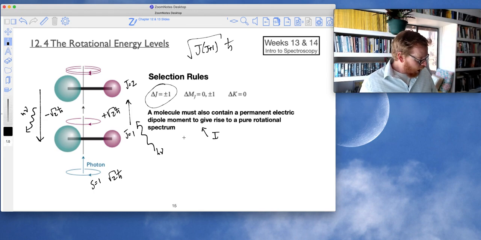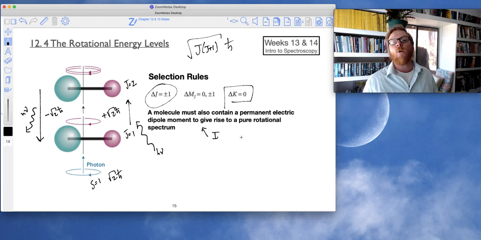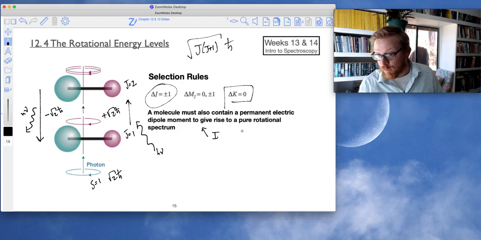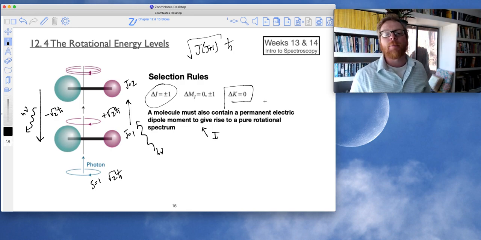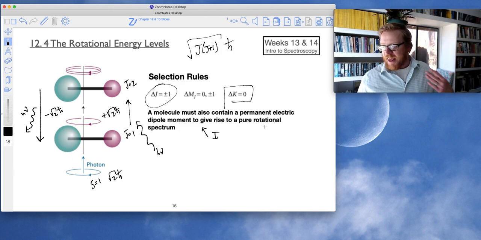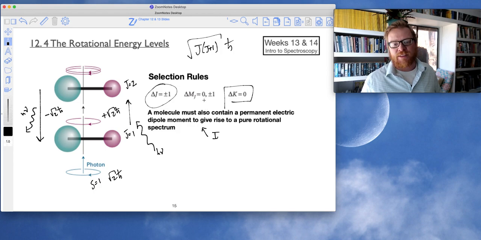Okay? I'm not going to discuss these in too much detail, but we note here the delta K being equal to 0. That means we are staying within the same electronic level. So if we were in our ground electronic state, the microwave energy is not going to pump it up to another electronic state. And that just makes good sense because of the energy requirement to do that. Okay? And then also our delta Mj has got to be 0 or plus or minus 1. And this is also due to our angular momentum that must be conserved.